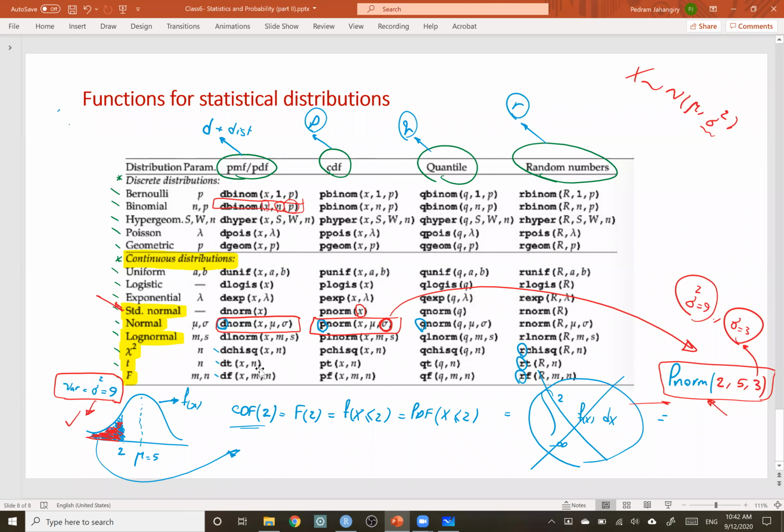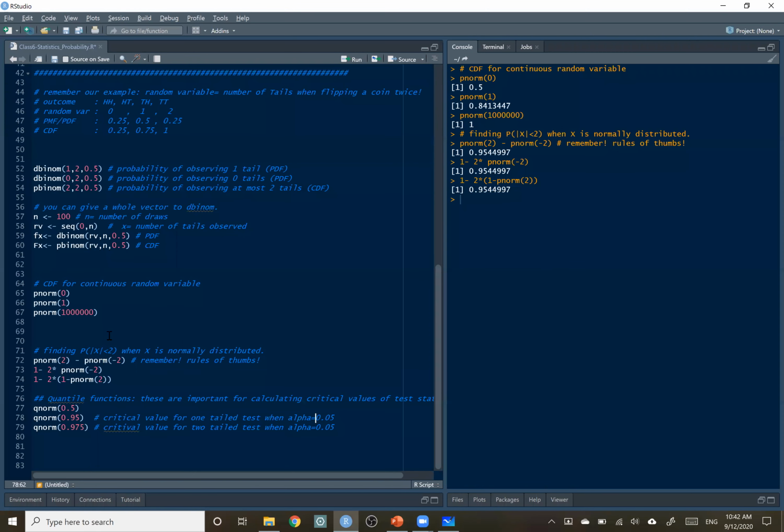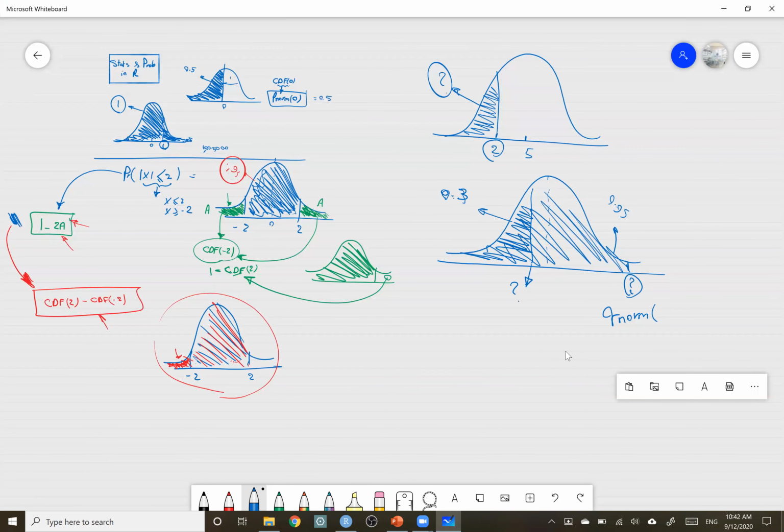So qnorm, if it is a standard normal distribution, we only need to pass on the quantile. So the quantile is going to be Q. For instance, this is going to be qnorm 0.3. This is going to be qnorm 0.95. And this right in the middle is going to be qnorm 0.5.